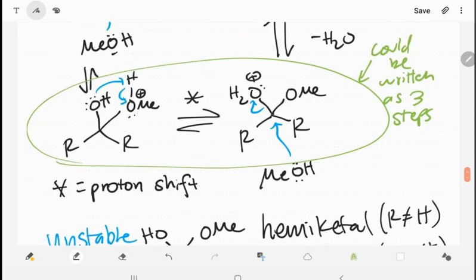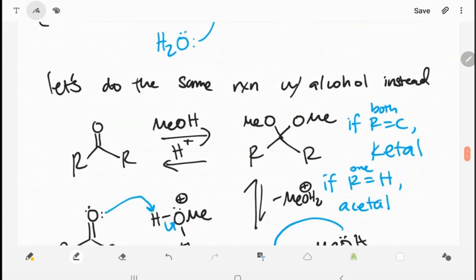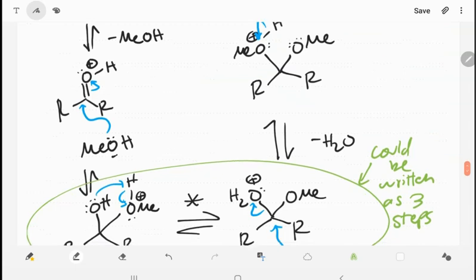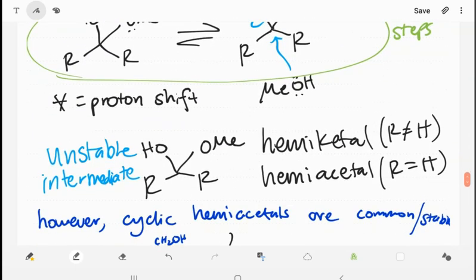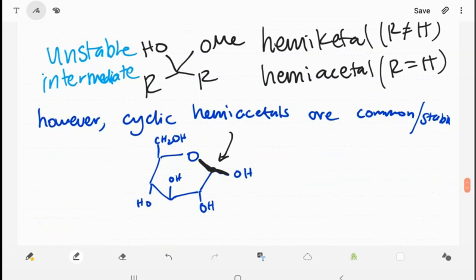So, a full acetal, I'm going to just make it real obvious. This is a full acetal: 2 ethers on the same carbon. If you have the hemiacetal, you have an alcohol and an ether on the same carbon. Cyclic ones are stable, and that's something we're going to look at when we start talking about sugars.